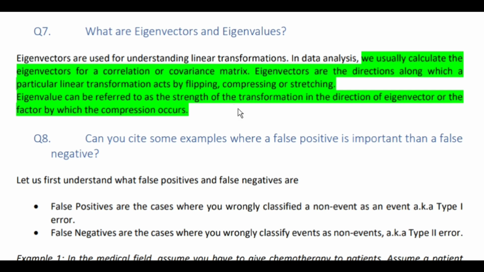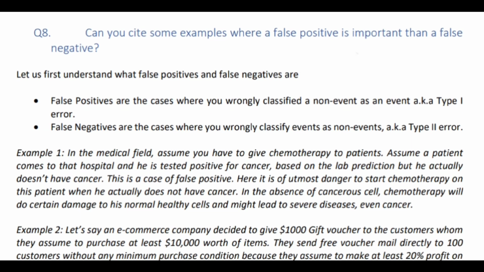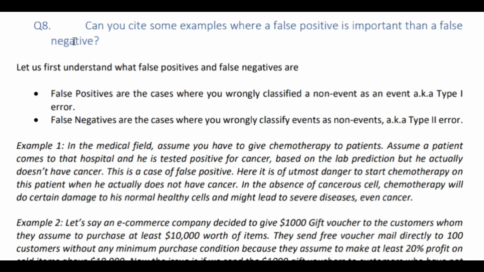Question number 8. Can you cite some examples where a false positive is more important than a false negative? Let us first understand what false positives and false negatives are. False positives are the cases where you wrongly classify a non-event as an event, also known as type 1 error. False negatives are the cases where you wrongly classify events as non-events, also known as type 2 error.